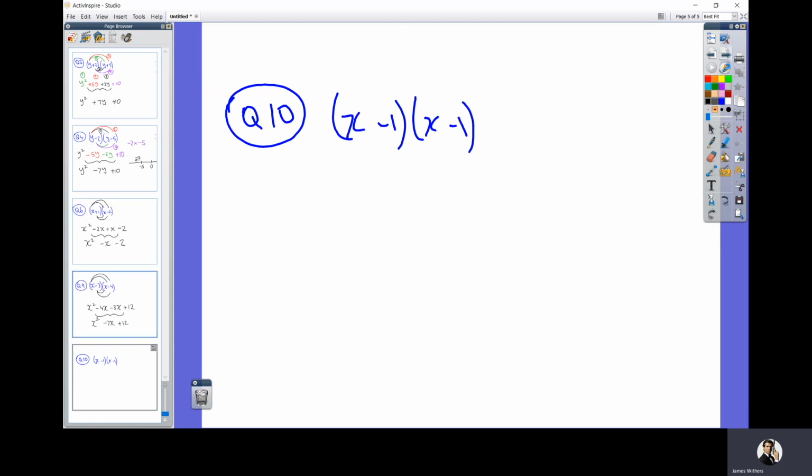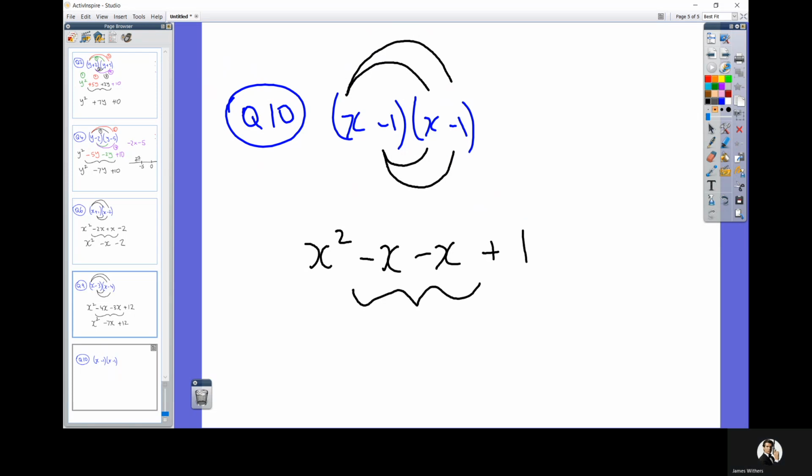Now, question 10. This is going to be the last one I do, okay? Thought if you just see the pattern, you might be able to have another go at these. So claw number 1 is x squared. Claw number 2, minus x. Claw 3, minus x. Claw 4, plus 1. And gathering our like terms, minus 1x, take away another x, takes us to minus 2x. So I hope that helps, Poppy. Good luck if you choose to have another go.